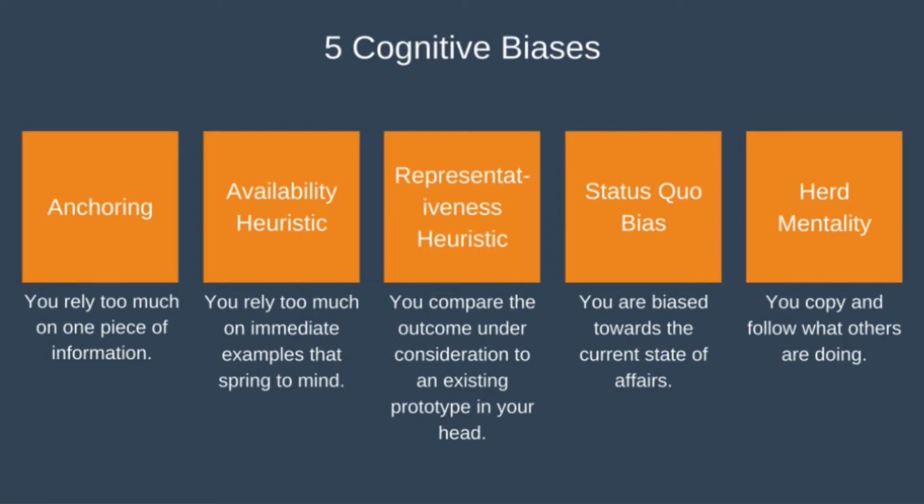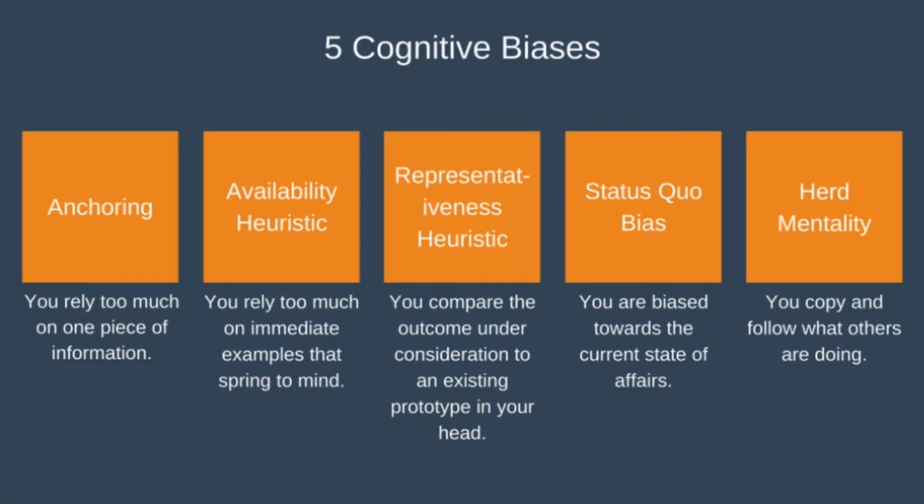Next, we have status quo bias. Now, this is an unconscious bias towards the current state of affairs where any move away from this is perceived as a loss. This cognitive bias prefers inaction to action, even when action is the more favourable decision.